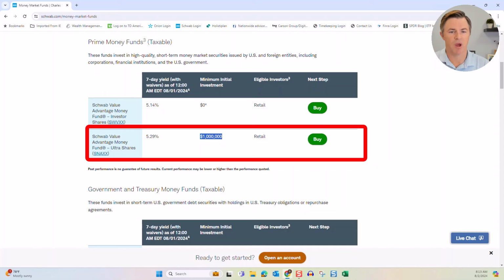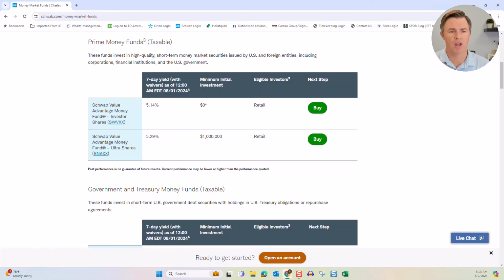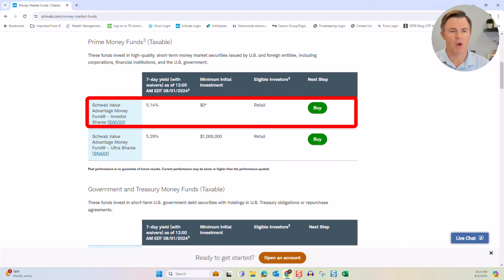So you'd have to be able to invest $1 million into this fund in the same account, I believe, for you to get over the hurdle to buy this fund. But that's okay. We can focus on SWVXX. So with money market funds, the interest they pay can reset every 7 days.